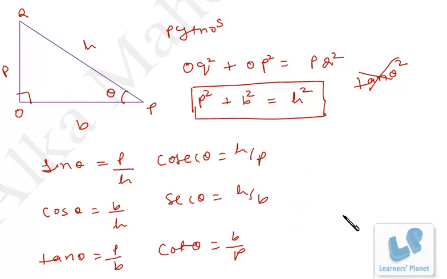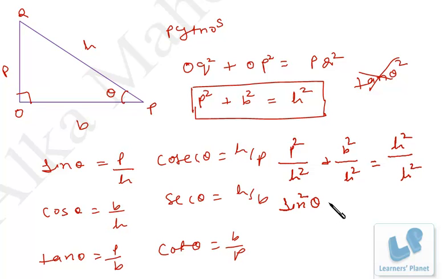Now in the first case we divided the entire expression by P square. In the second case we divided the entire expression by B square. Now what if we divide the entire expression by H square, right? So I just write it over here. It's P square by H square plus B square by H square is equal to H square by H square. So it's P square by H square, or we can say P by H whole square. Now what's P by H? That's sine theta, right? So it will be what? Sine square theta plus B by H is what? Cos theta. So it will be what? B by H whole square, or we can say cos square theta, and that's 1.